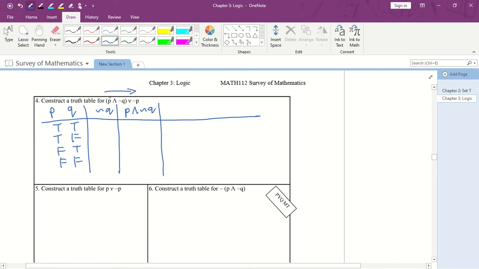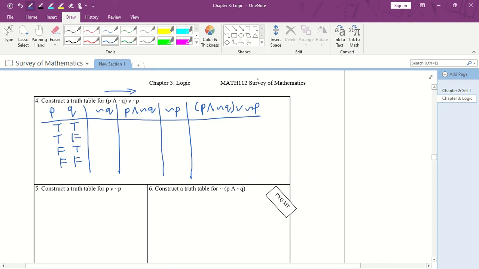Next, P and negation Q. Are we done? Yes. Can we directly add or negation P? No. Why? Because we don't have negation P. So we need to prepare negation P here. And the last step: can we do P and negation Q or negation P now? The answer is yes. Why? Because we have this thing here and negation P here. So now we can combine P and negation Q or negation P.